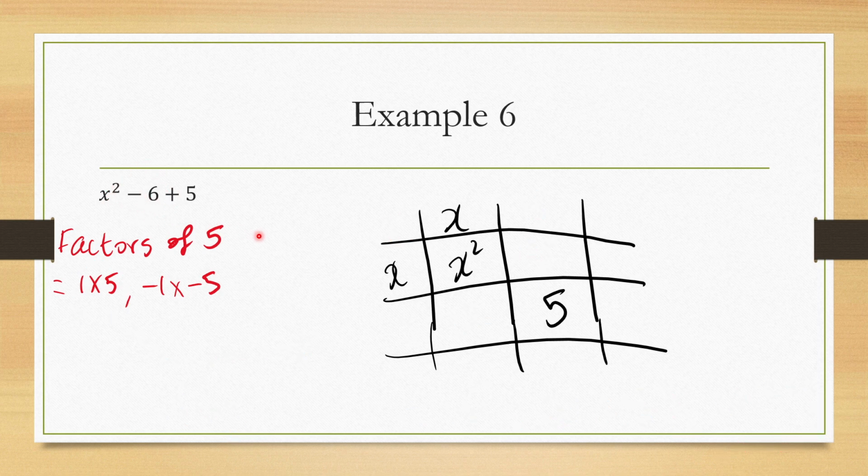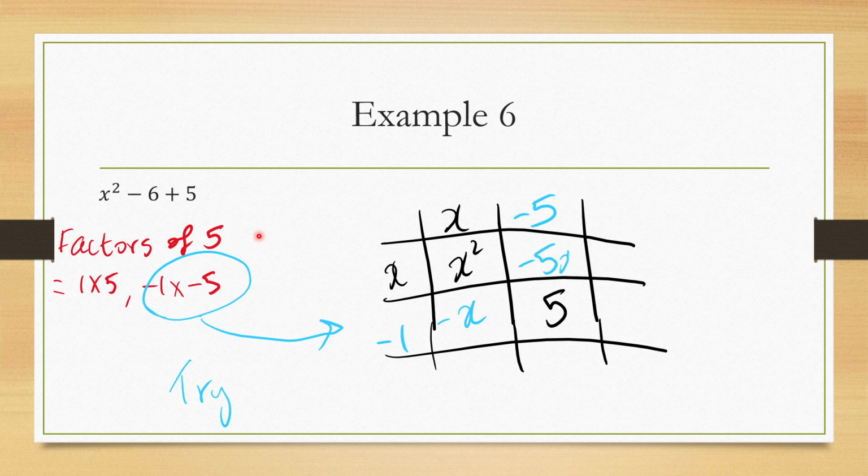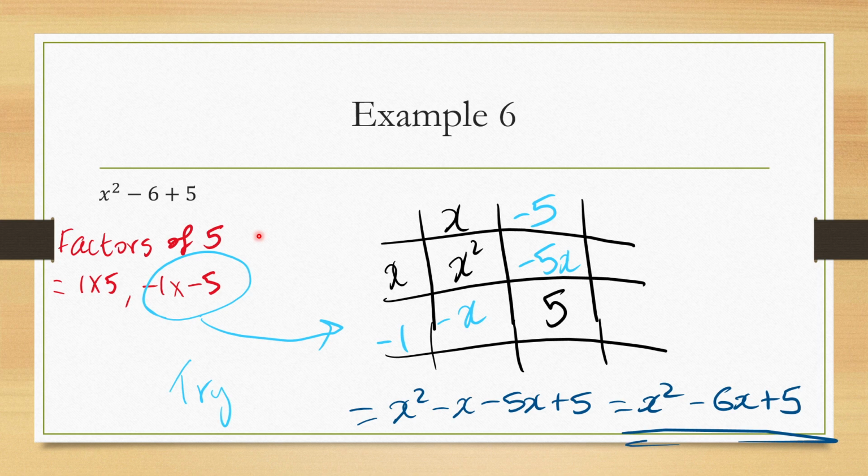So let's look at it again. So that won't work. Let's look at the other one, the minus version. Put the minus 1 here, and the minus 5 there, and minus 1 multiplied by x gives you minus x. And then minus 5 multiplied by x gives you minus 5x. And you simplify it. That gives you x squared minus 6x plus 5. And this is the correct answer.